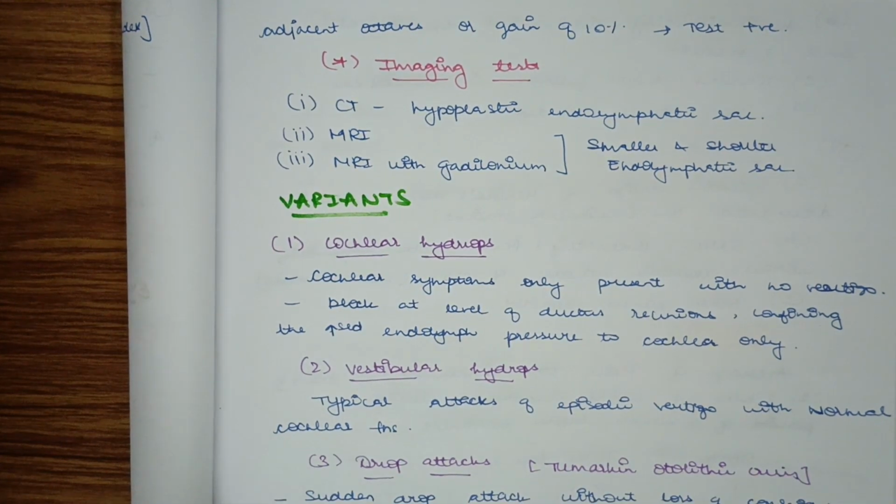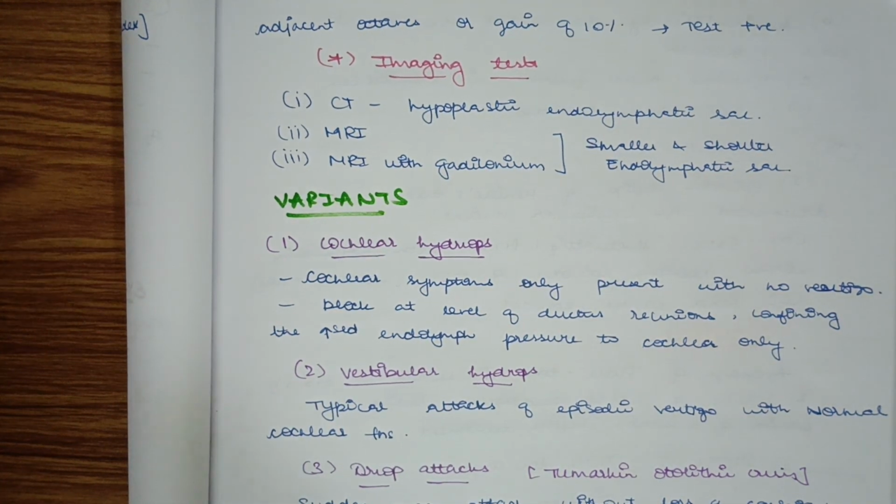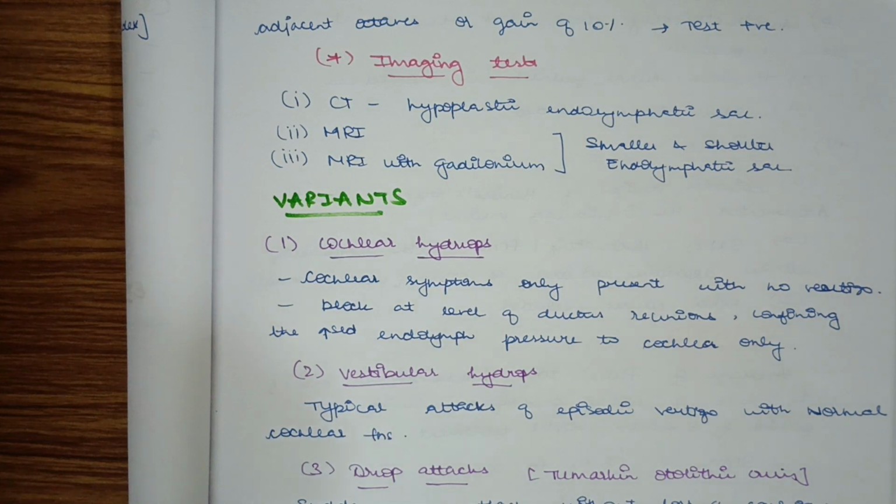Imaging tests: we can do CT, MRI, or MRI with gadolinium. In CT, a hypoplastic endolymphatic sac may be seen. In MRI and MRI with gadolinium, a smaller and shorter endolymphatic sac will be seen in case of defective endolymphatic sac function.